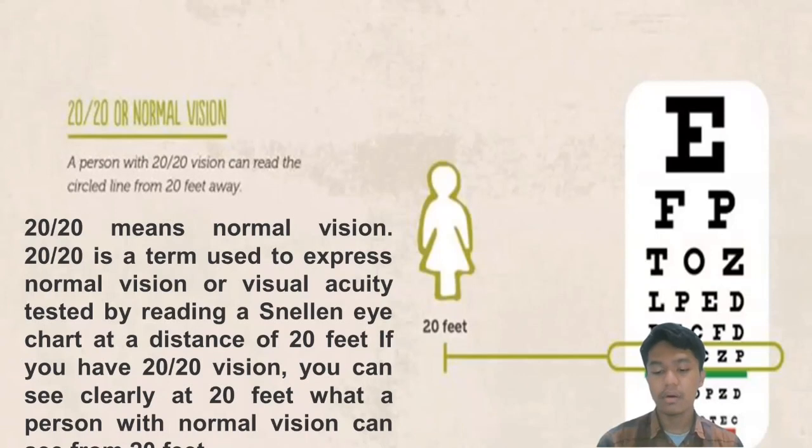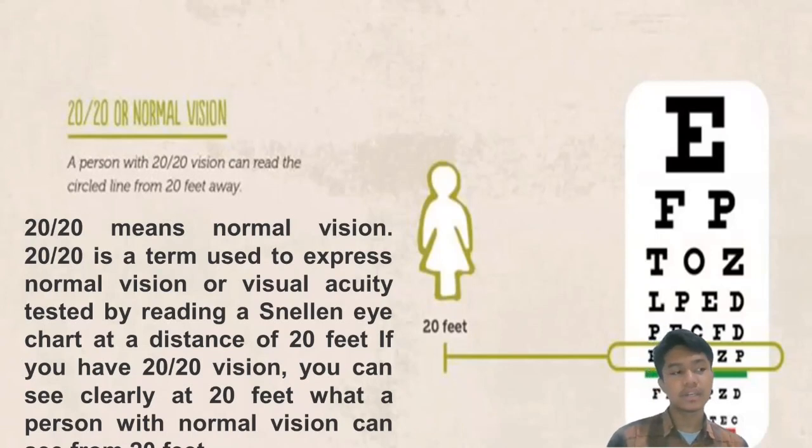So calling normal vision 20/20 vision is actually true for eye care professionals in the United States of America, but not everywhere in the world. In Europe, in Asian countries, including Indonesia, eye care professionals would say that normal vision is 6/6 because we use a different measurement from the US. Instead of feet, we use meters.